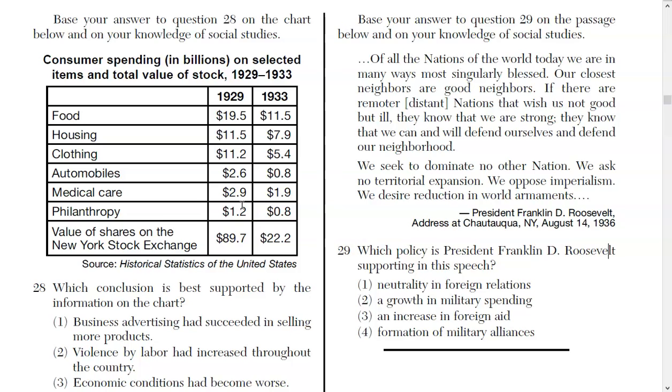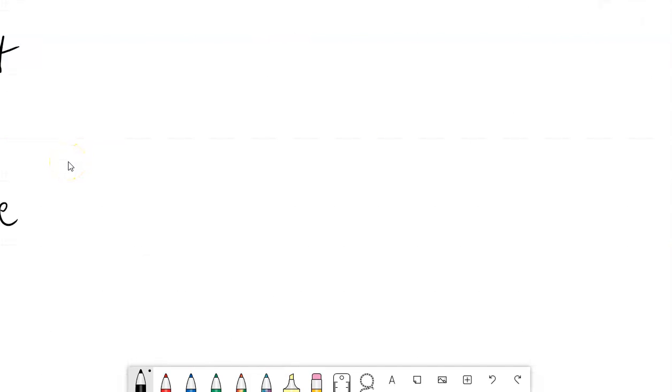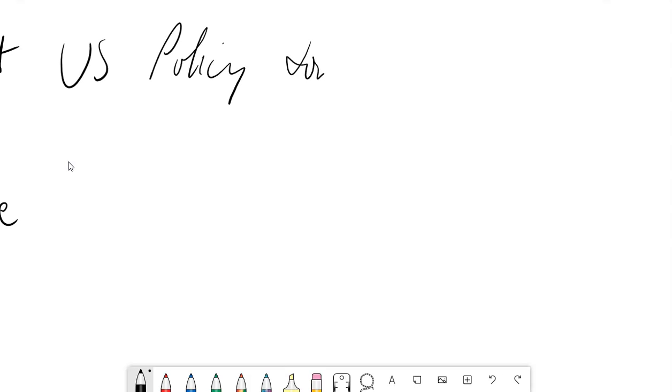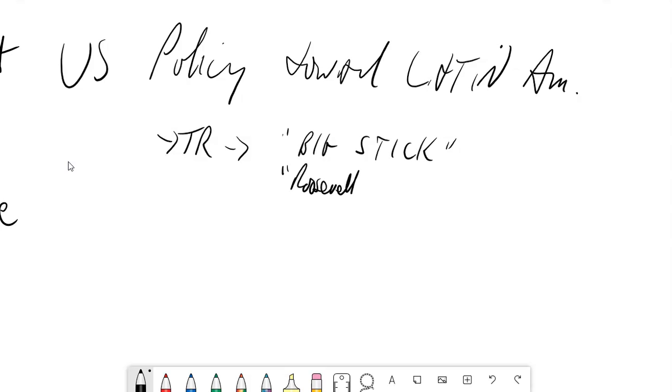Theodore Roosevelt's, and let me pull up a thing here. So notice U.S. policy toward Latin America. Teddy Roosevelt, big stick, and Roosevelt Corollary to the Monroe Doctrine.